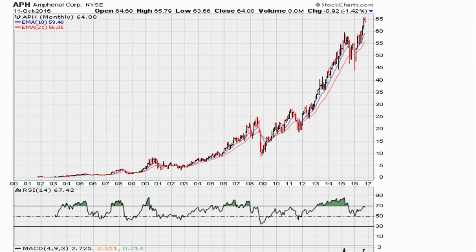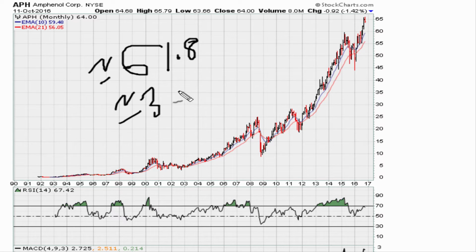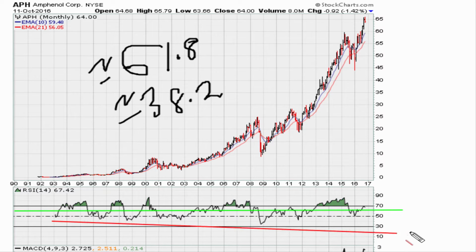I'm going to draw two lines. The first one is on the RSI line at about 61.8. The second one is going to be at about 38.2 on this all data monthly chart for this stock. It can be any stock, but we're just going to use this one as an example. So line number one is going to go right there at about 61.8, and line number two is going to go somewhere about there.